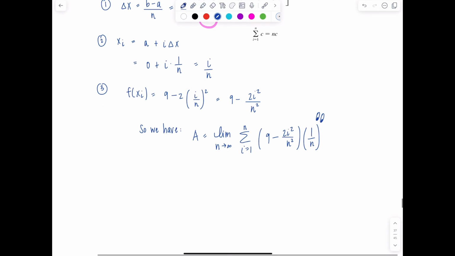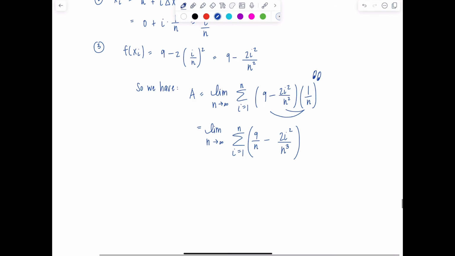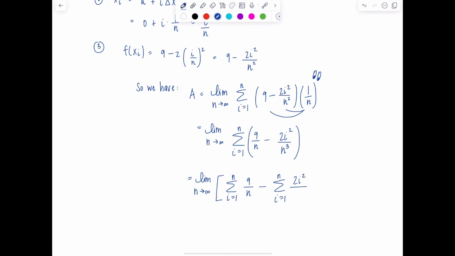Okay, now to evaluate this limit, let's distribute through. So we have the limit as n goes to infinity of the sum i equals 1 to n. Distribute this. That's what I mean. 9 over n minus 2i squared over n cubed. Now, a couple different ways you can really break it down and distribute the sum if you want. So this is the limit as n goes to infinity. I could write this as the sum i equals 1 to n, 9 over n, minus the sum i equals 1 to n, 2i squared over n cubed.